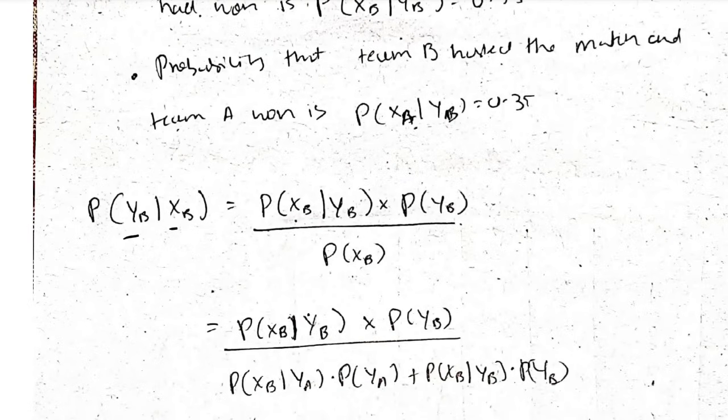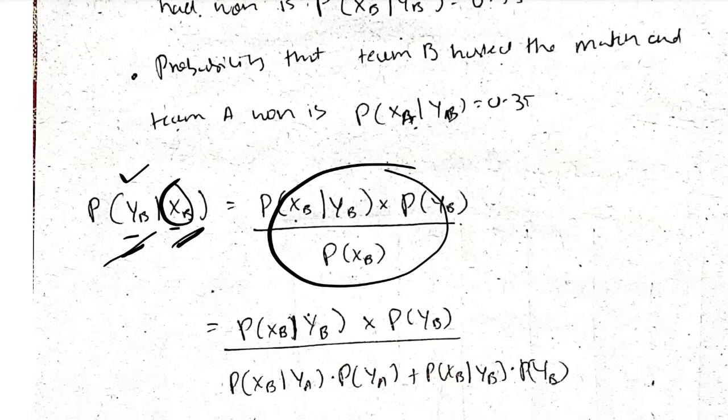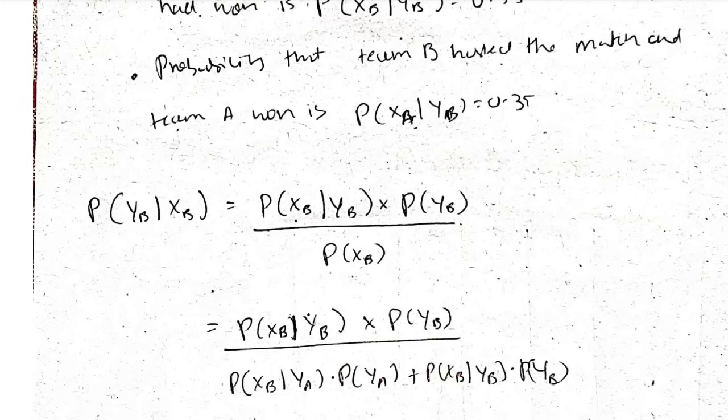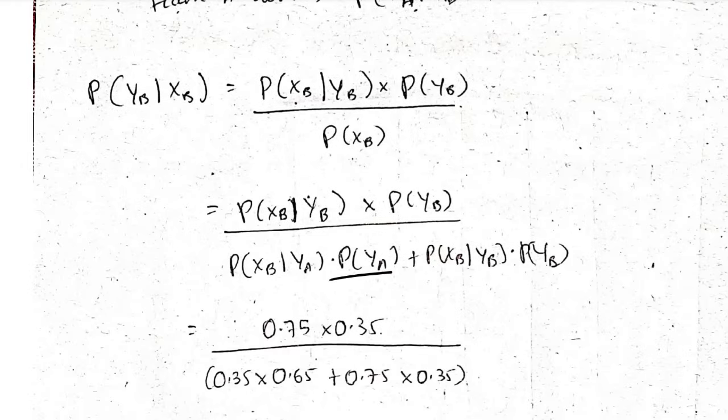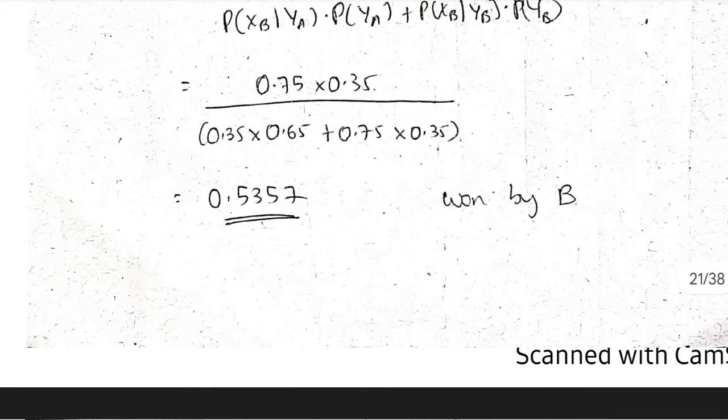What we have to find? YB by XB. Given that B will win and B has hosted, means what is the probability that B will win given that it has hosted? So we'll apply formula, see from the above the values, and we'll substitute that. And XB is nothing but XB by YA into YA, plus XB by YB into YB. All values have been given. You can just substitute and find out the answer. This is the probability that 1 by B.